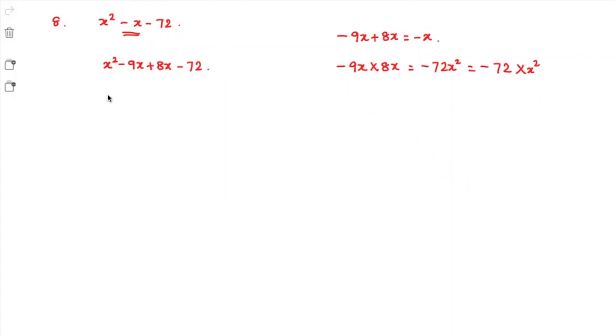In this case, what we will do, x minus 9 plus 8 x minus 9, then we take x minus 9 common, we get x minus 9 into x plus 8.